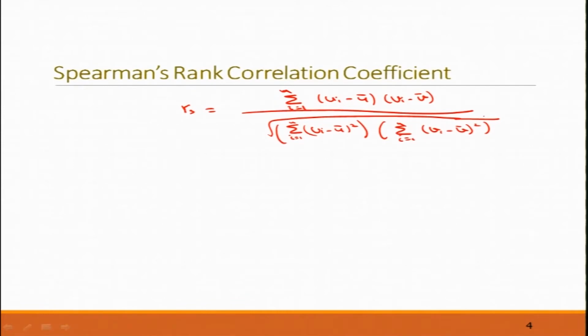So, what are ui and vi here? Ui and vi are the ranks for the two variables, for xi and yi respectively, and u bar is the average rank for variable x, v bar is the average rank for variable y. This relation gives us the Spearman's rank correlation.